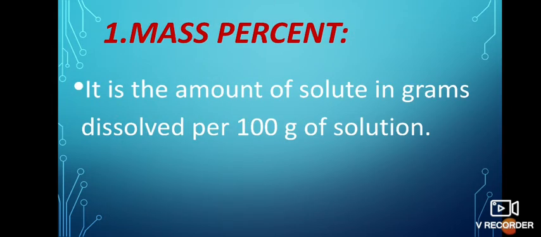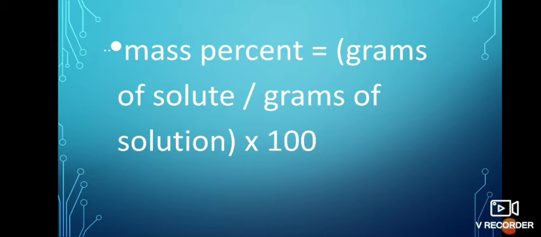Now what is mass percent? It is the amount of solute in grams dissolved per 100 gram of solution. What is the formula to calculate mass percent? Mass percent is equal to grams of solute, meaning mass of solute in gram, divided by grams of solution, meaning mass of solution in gram, into 100. By this formula, you can calculate the mass percent.